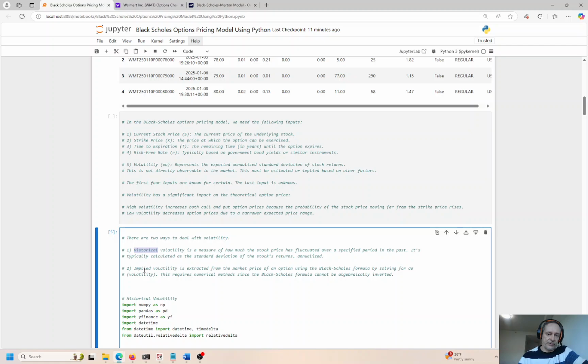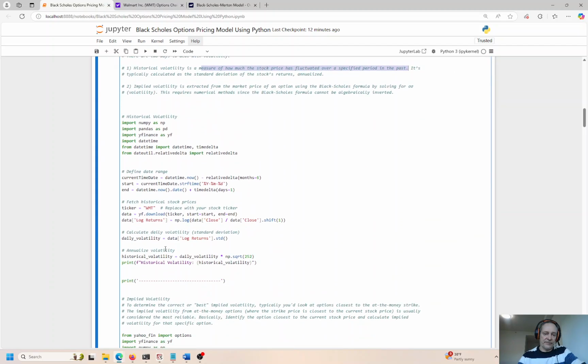So we have historical volatility and implied volatility. Historical is a measure of how much a stock has fluctuated over a specific period in the past. So we're just looking at the standard deviation of prices, up and down, where's it going, back and forth, right? That is historical volatility. Implied volatility is more like the market price of an option, using the Black-Scholes formula to solve for volatility. So we back into it, or we derive that volatility.